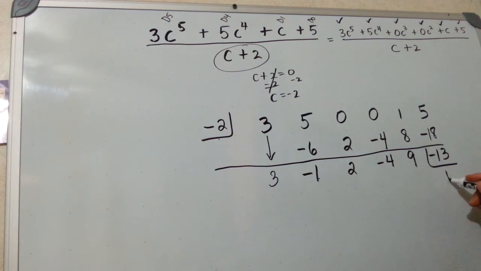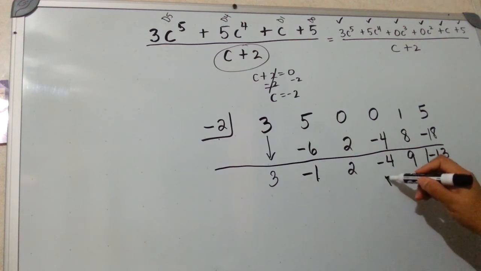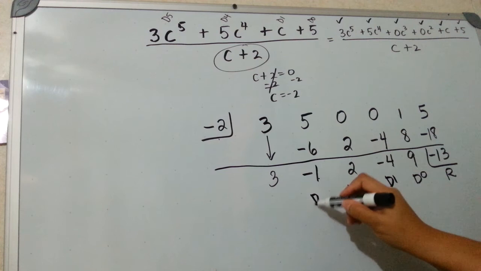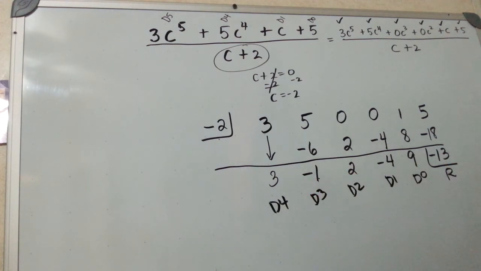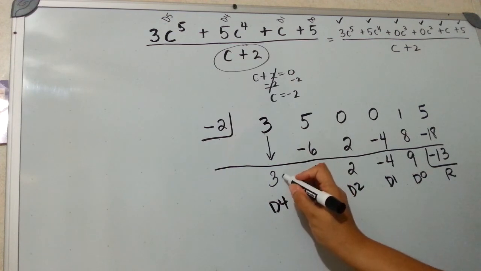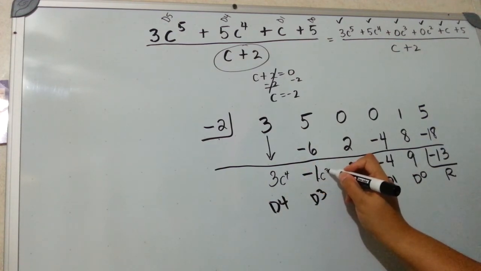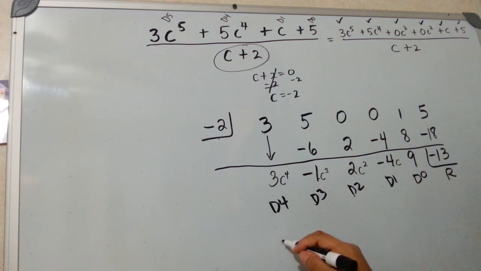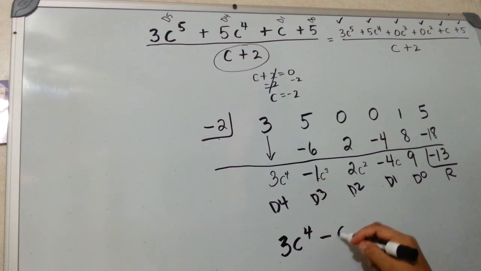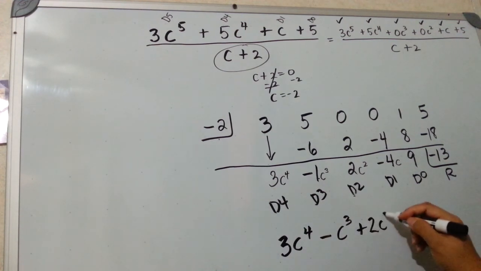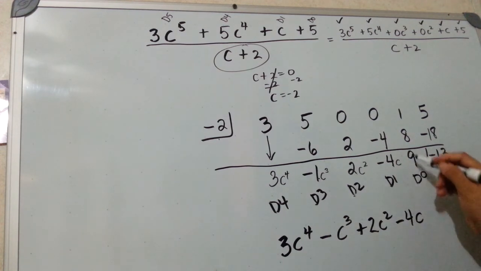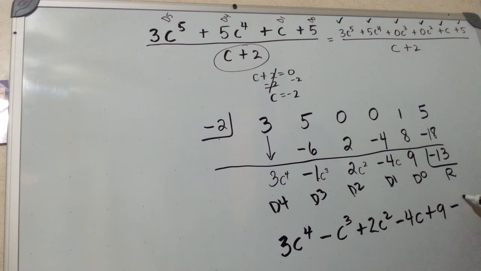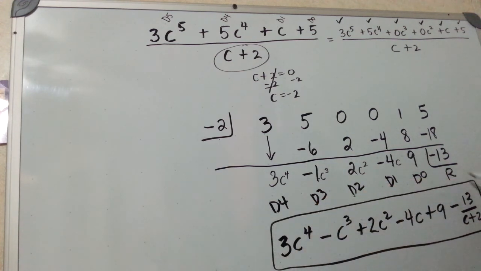The last number that you get is the remainder. This is degree 0, degree 1, degree 2, degree 3, degree 4. What does that mean? The variable is c, so this is 3c to the 4th, c to the 3rd, c squared, c, and this is a constant. So your answer would be, over c plus 2. Right? Because you actually have a remainder.